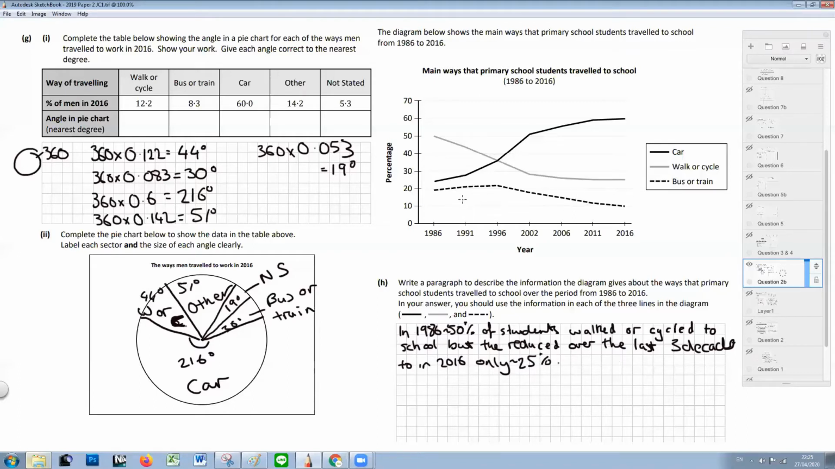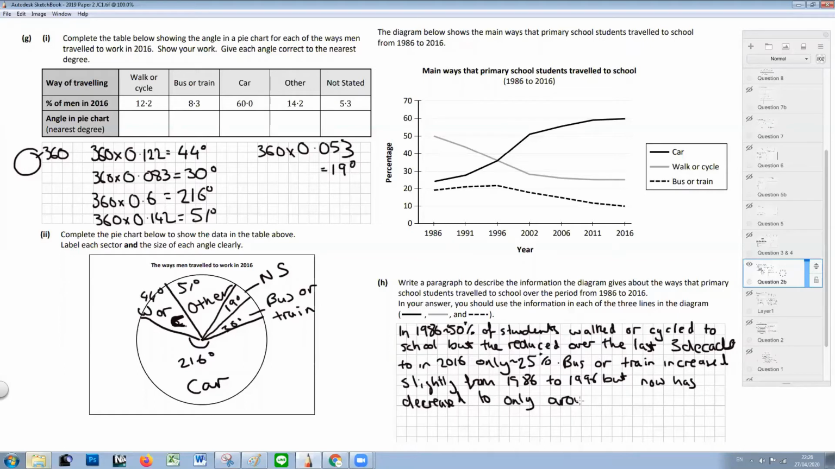You can say bus or train increased slightly from 1986 to around 1996, but has now decreased to only around 10% in 2016.